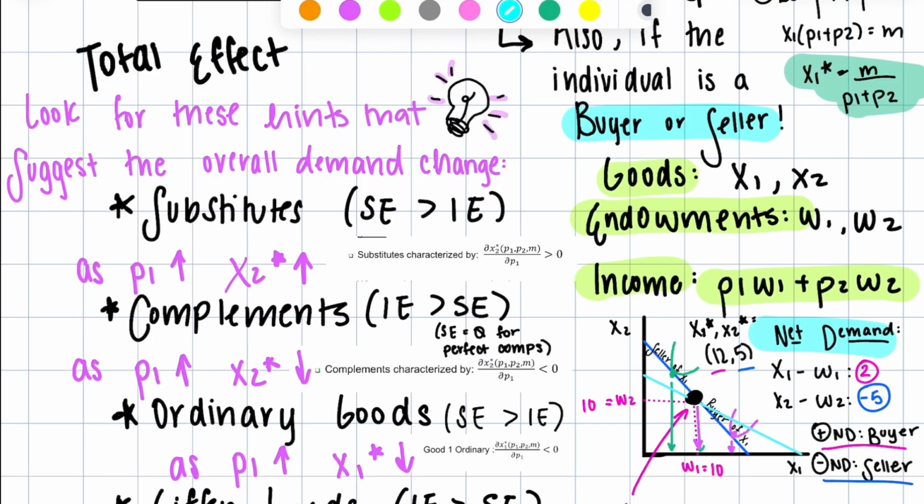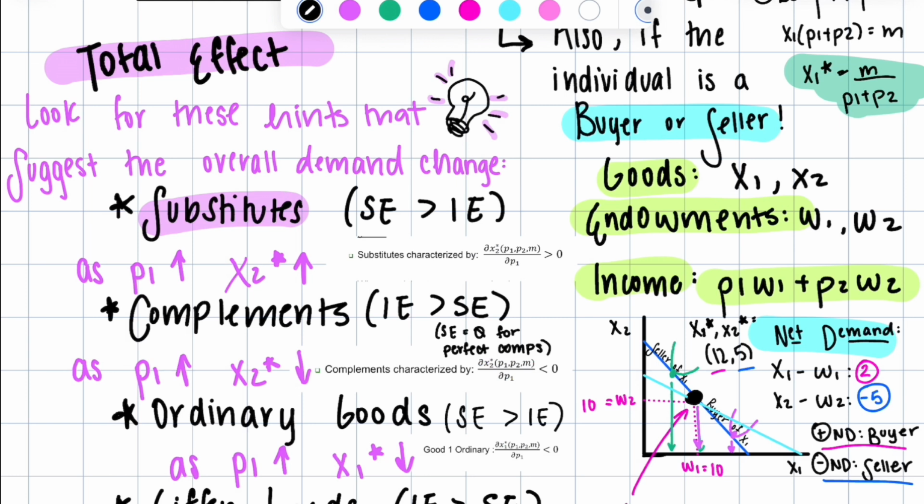Finally, some hints in the question that tell us the total effect of what goes on overall. To begin with, we have substitutes. We know by definition of substitutes, as the price of one good goes up, the demand of the other good goes up as well. The way we think about this is if we have a price increase of x1, we actually want less of x1. We're going to go ahead and substitute x2 in there, right?